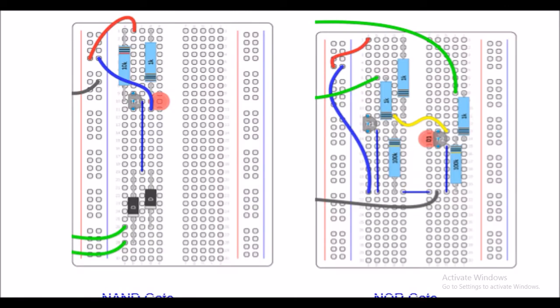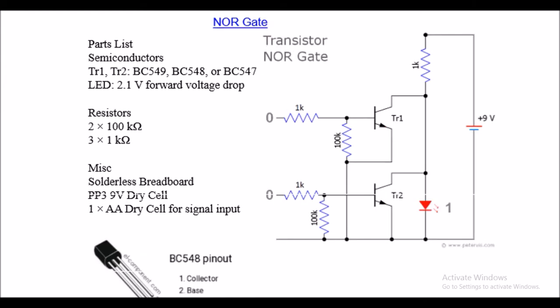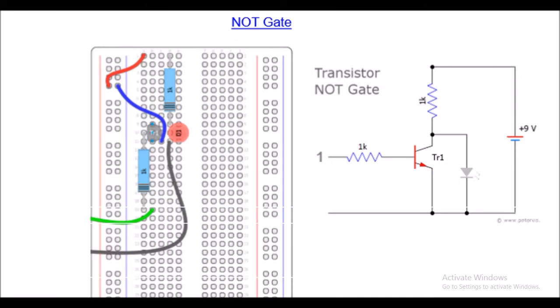Here are two different examples, one for the NAND gate and one for the NOR gate. For the NAND gate, the parts list includes semiconductors, types of BJTs. We have two BJT bipolar junction transistors, TR1 and TR2, and we connect the circuit like this on the left and test it. This is the NOR gate, NOT gate.